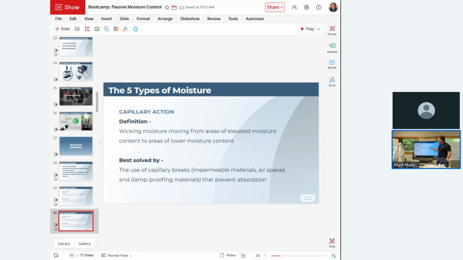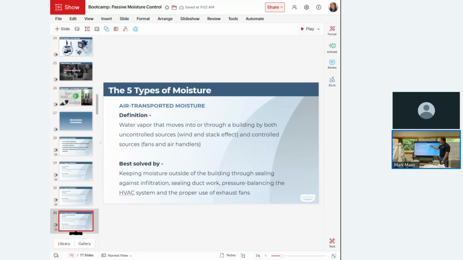How do we stop it? The use of capillary breaks, which are impermeable materials, air spaces, and damp-proofing materials that prevent absorption. This is one area that we get very involved with, as you'll see today, from exterior all the way through interiors. Stopping capillary action is a big part of what we do. And X4, which we'll talk about first and foremost when we get to solutions, is a big piece of that everyone should be adding to their sales. Next slide.